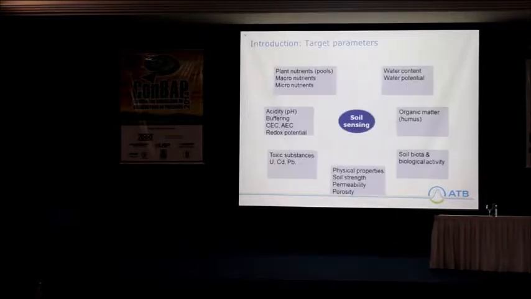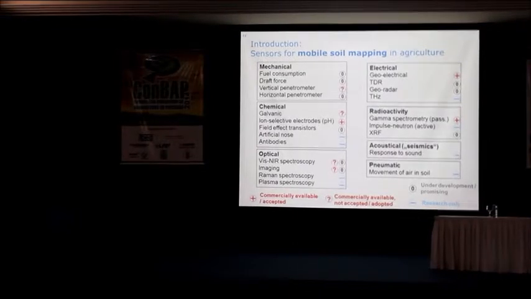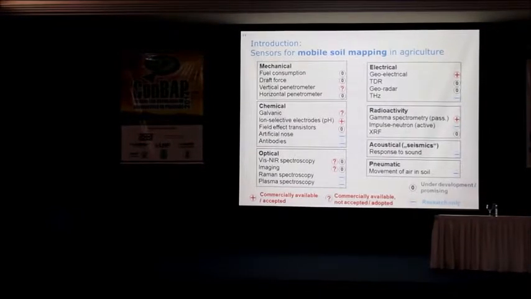So let's start with soil sensors. We can group them into mechanical, chemical, optical, electrical, radioactivity sensors, acoustic and kinematic sensors. There are a lot of sensors which are in research, marked with a blue minus, or under development and promising, and only a few are commercially available and accepted. These are marked with a red plus, like this gamma spectrometer and ion selective electrodes.